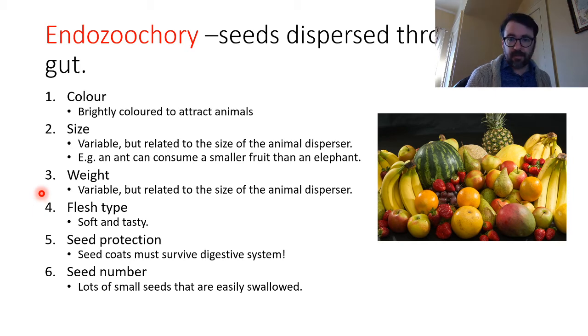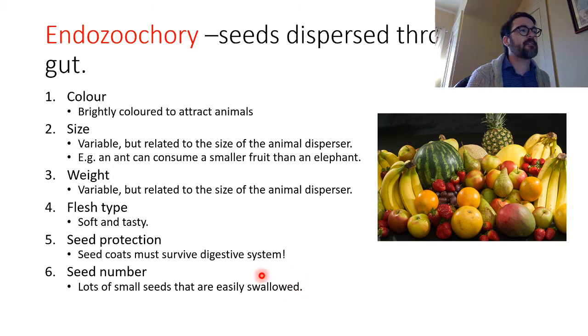The weight, again, it's going to be variable, but it gives you clues about the size of the animal dispersal, right? So an orange and a watermelon are probably designed, by natural selection, to be taken by different animals. You're going to want soft and tasty flesh. You need seed coats that can survive protection from the digestive system. So again, watermelon seeds can probably survive going through your digestive system, but avocado seeds probably can't, right? They have that little very papery thing.